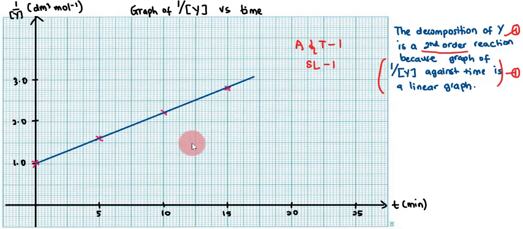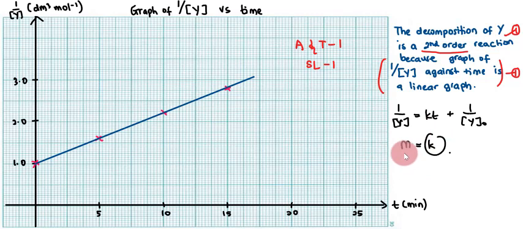Next, soalan B pula, dia minta daripada graph determine the rate constant. So tadi kita dah tuliskan kita punya integrated equation yang kita dah rearrange. Kita ada 1 over concentration of Y is equal to KT plus 1 over concentration of Y naught. Di mana from this equation, kita tahu gradient adalah sama dengan K. So to find the value of K, you kena tahu apa gradient your graph.